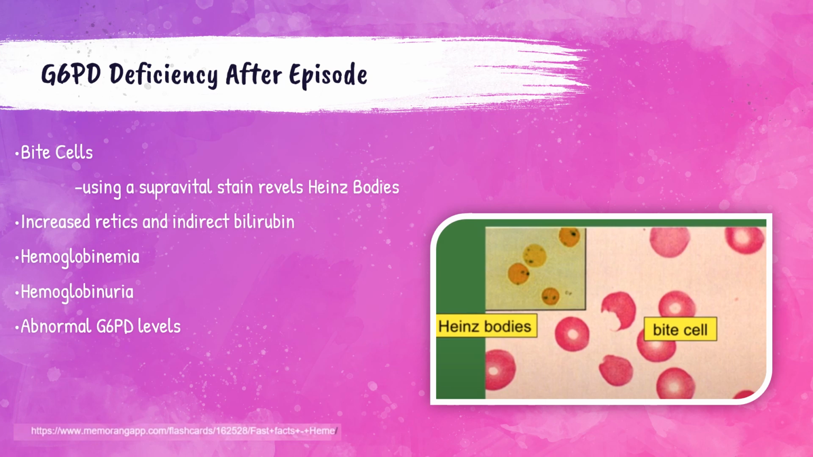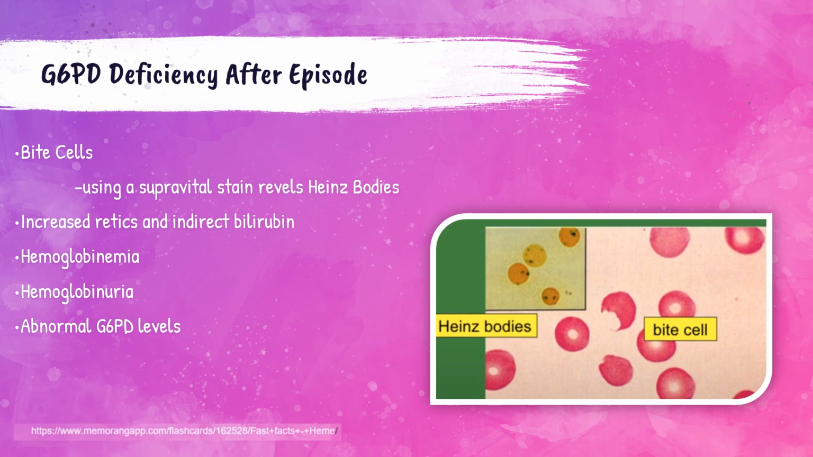After an episode, we as medical laboratory professionals will be able to see the effects of the hemolysis. So bite cells can be present in the peripheral blood smear. I talk a lot about bite cells in my red blood cell morphology lecture. If you haven't seen that already, go check that video out.